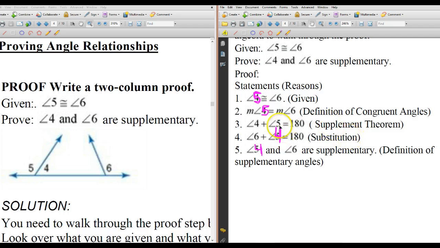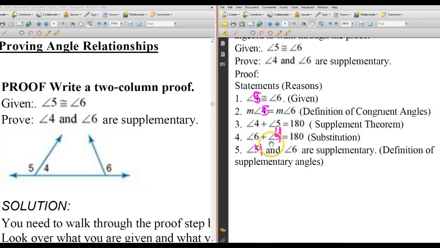From there, we can use some substitution because we're wanting to get 4 and 6 together. So since we know that 5 and 6 are equal, we can substitute those for each other. So if I take statement number 3, I leave 4 alone, but in place of 5 I put angle 6. Now I'm going to have 4 plus 6, or 6 plus 4, which is what I have in statement number 4. So I substituted in that step.